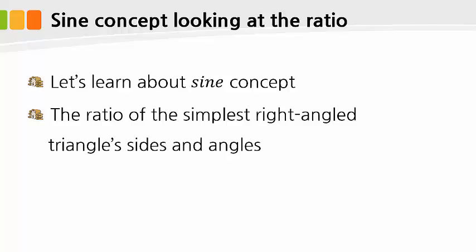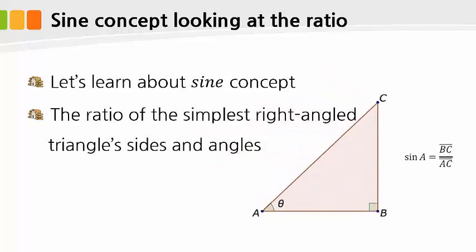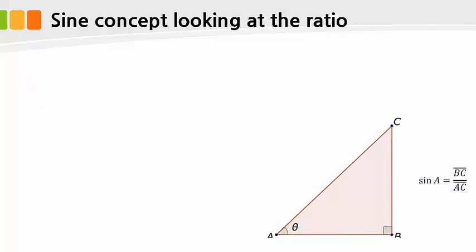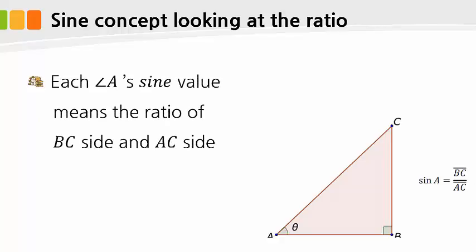Initially, the trigonometric function developed from the relationship and ratio of a triangle's sides and angles, and it had been used widely in astronomy and geometry a long time ago. Let's learn about the sine concept by looking at the ratio of the sides and angles of the simplest right-angle triangle. Each angle's sine value means the ratio of side BC and side AC.